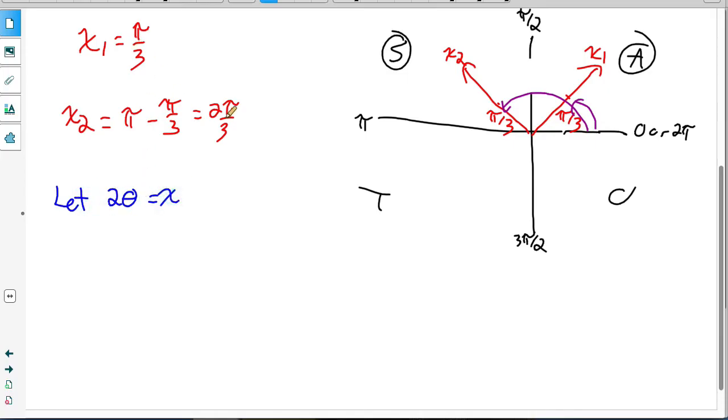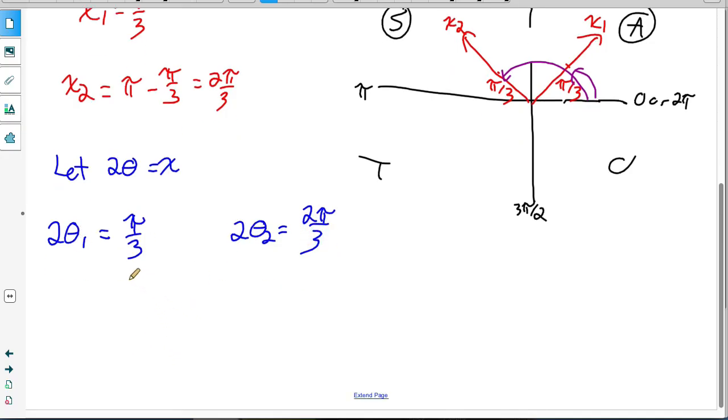We now have two answers for x. Plug them both back into this equation. So 2 theta equals pi over 3, and 2 theta equals 2 pi over 3. And I'm just putting these subscripts 1 and 2 to distinguish between my two answers for theta. So I plugged both of my answers for x back into my let statement. Now solve both of these for theta by dividing the 2 over, right?